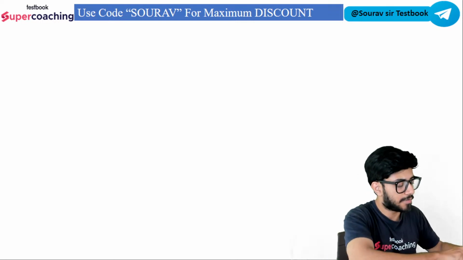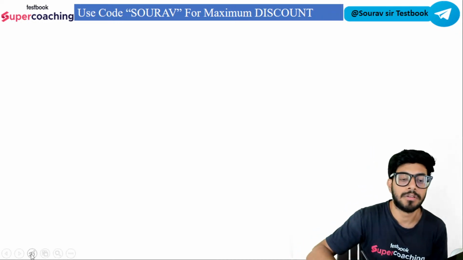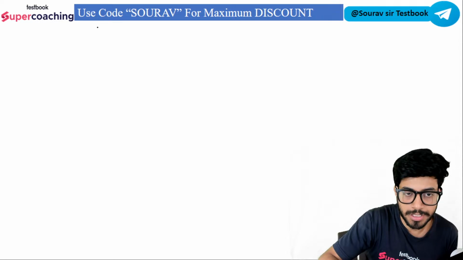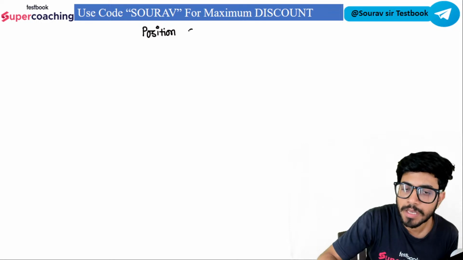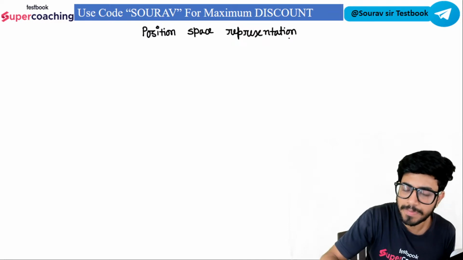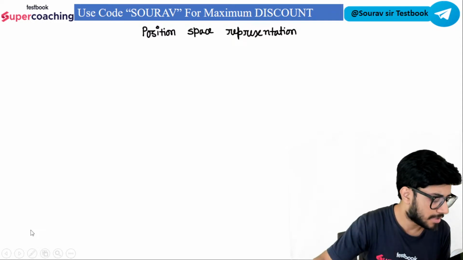The first thing that we're going to do is position representation, or position space representation. What does that mean? We will use the eigenvectors of the position operator to represent the Hilbert space.